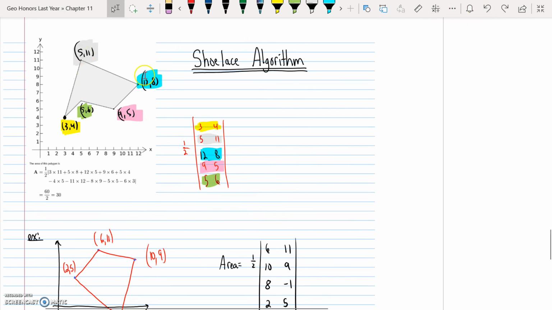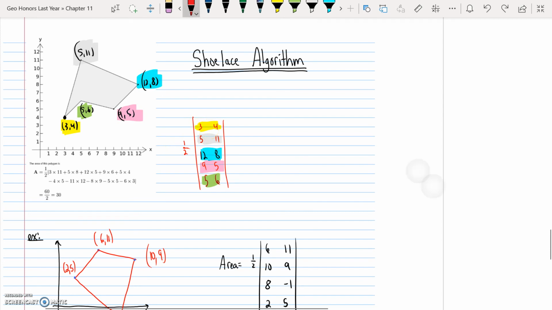Here are all the coordinates for the pentagon, and I put them in order going around the perimeter. I went clockwise. You can see how I color-coded them, although you could have gone counterclockwise. And you could start at any point you want to, but I'm putting them into this matrix array. Out front, I put the number 1/2, although sometimes it's going to be -1/2, depending on what order we put them in there, and we'll see that in a second.